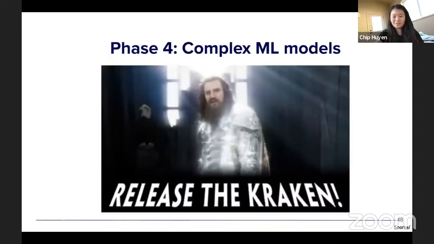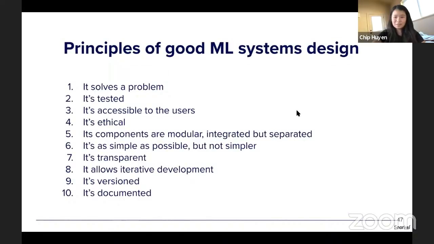Phase 4: after you have done everything and it's going great, now it's time to try out more complex machine learning models. Here are some of the principles of good machine learning system design. Of course, it's going to take more work to explain them.